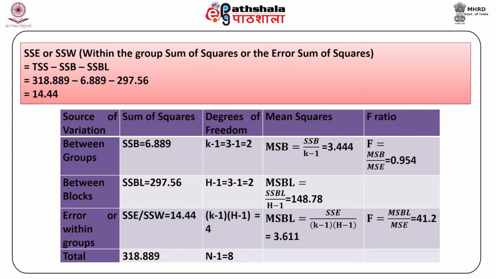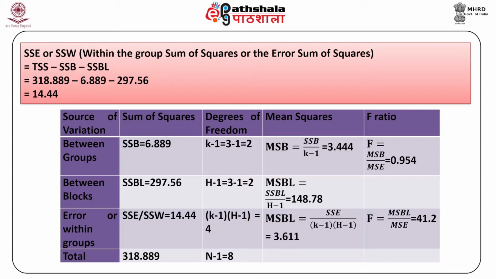We can place all these values in our table, which is given below, and on the basis of these substitutions we can find out the mean squares as well as the F ratios. In your second column of sum of squares, you can see we have just substituted the values of SSB, SSBL, SSE or SSW and total sum of squares, which are borrowed from the calculations we made just now. Now, if you look at the degrees of freedom, the degrees of freedom for between groups is equal to k minus 1 and therefore is equal to 3 minus 1 equal to 2.